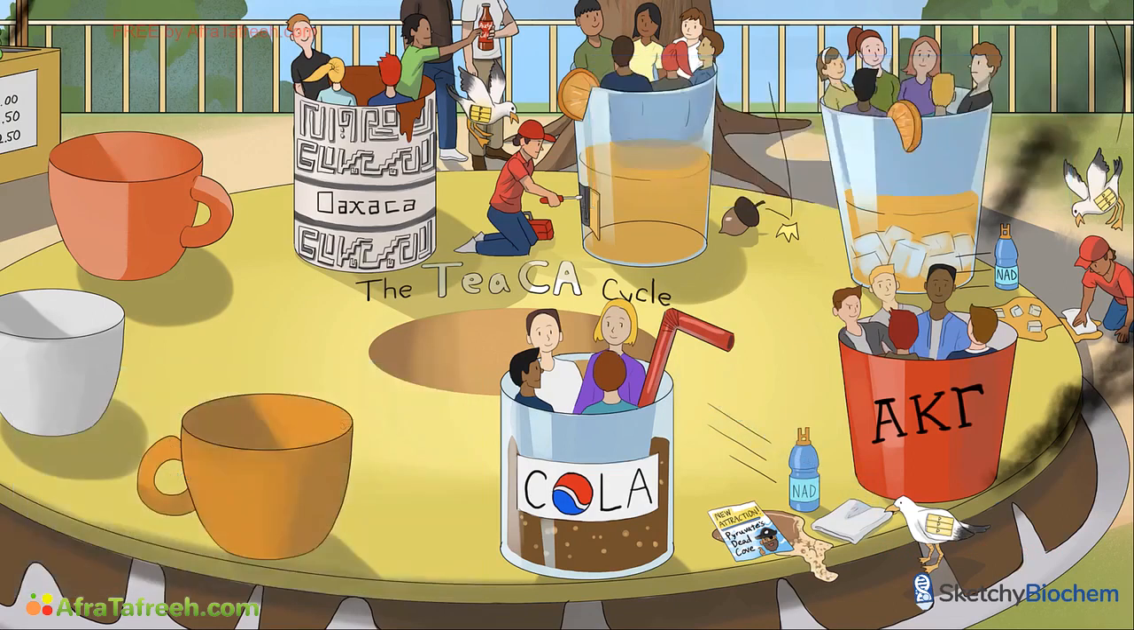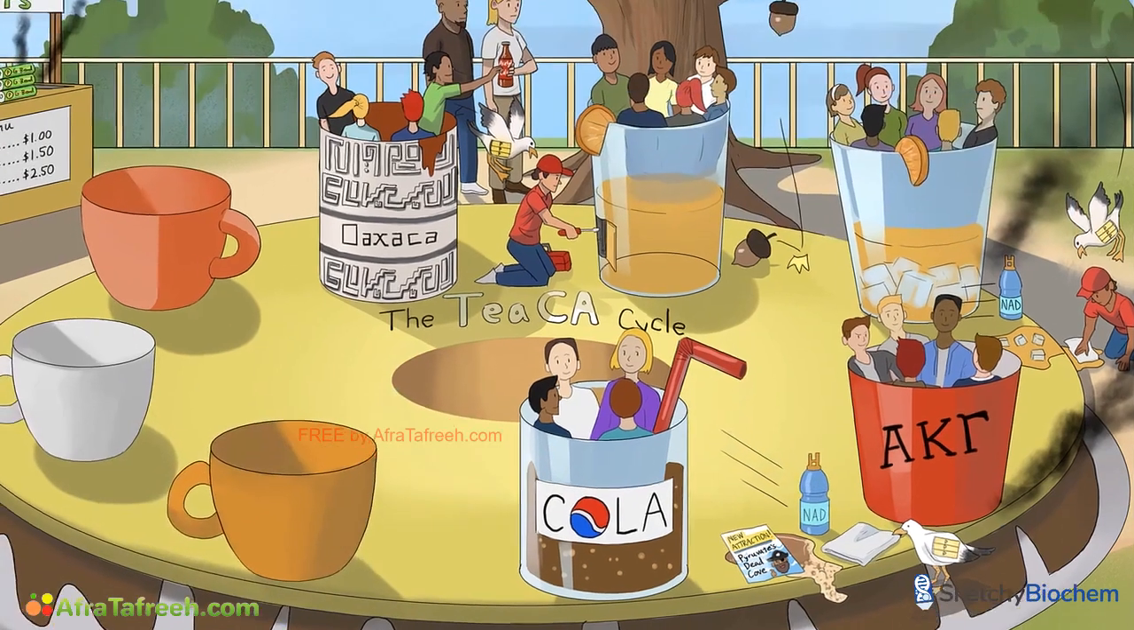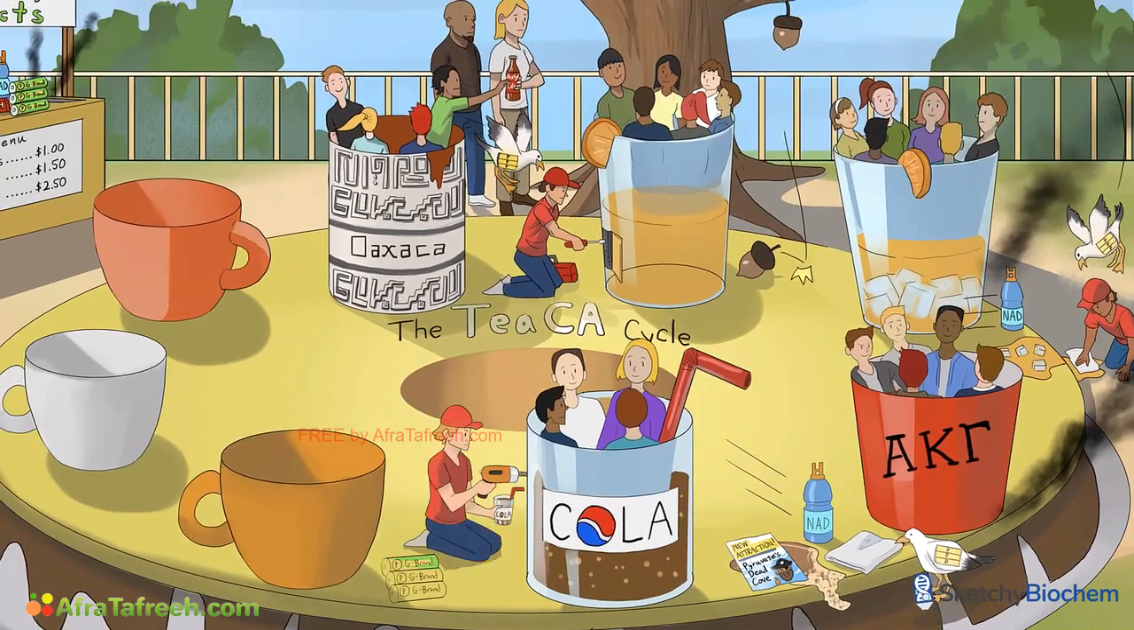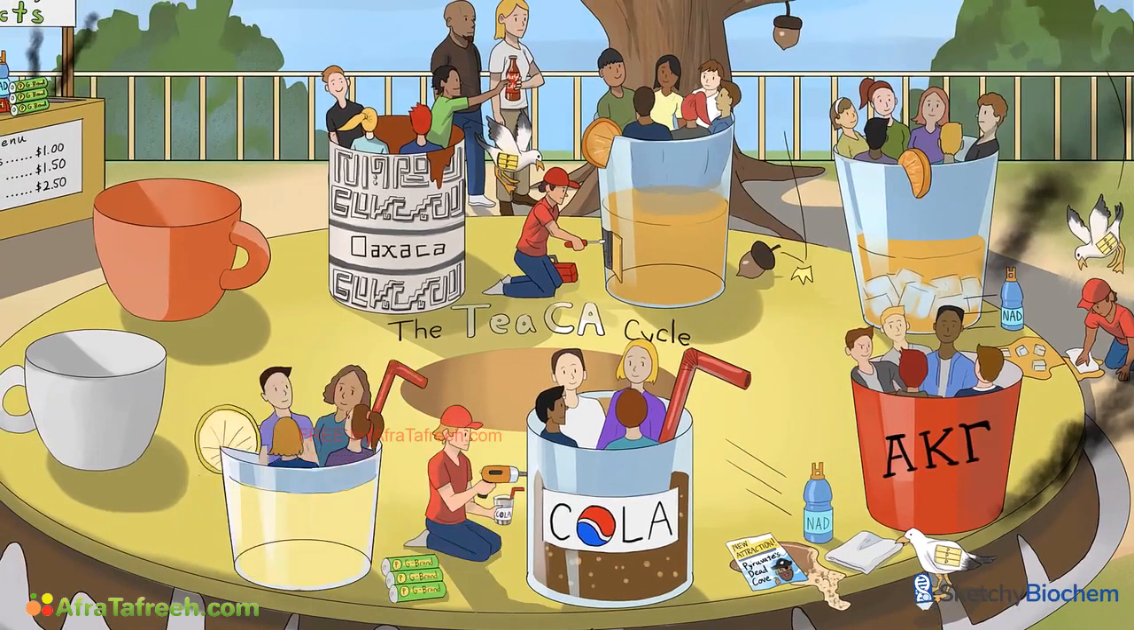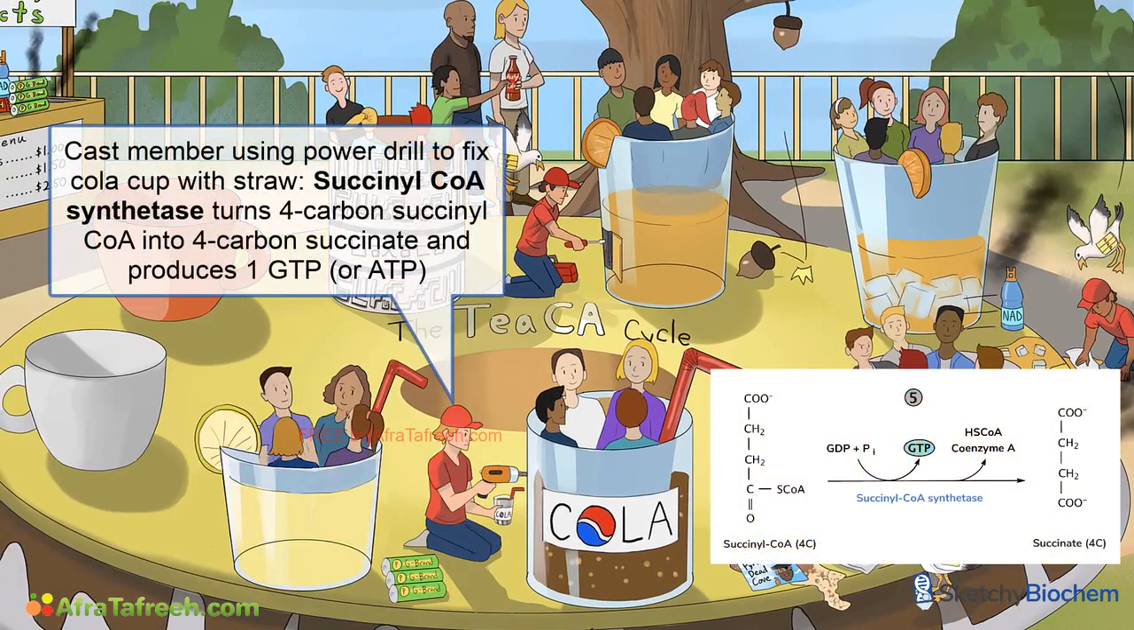We're more than halfway done. Let's get to the next step. You'll see another cast member, but this one is using a power drill to fix the cola cup. This person is succinyl-CoA synthetase.